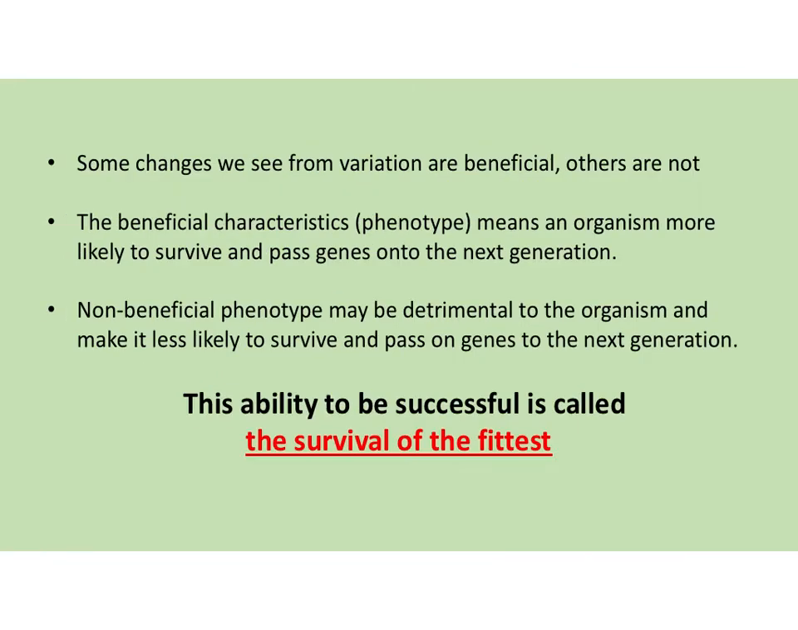Some of these changes we see from variation are beneficial, others are not. The beneficial characteristics, which we would call the phenotype, mean an organism is more likely to survive and pass on its genes to the next generation. Non-beneficial phenotypes may be detrimental to the organism and make it less likely to survive and pass on its genes to the next generation. The ability to be successful in doing this is called survival of the fittest. So if an organism is able to successfully survive and pass on its genes to the next generation, that is called the survival of the fittest.